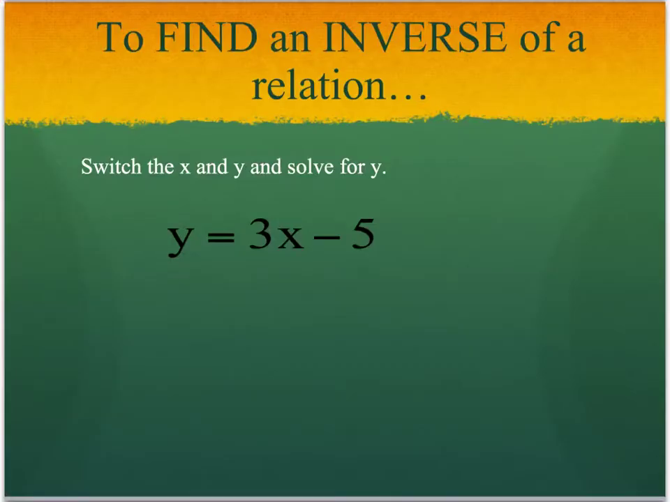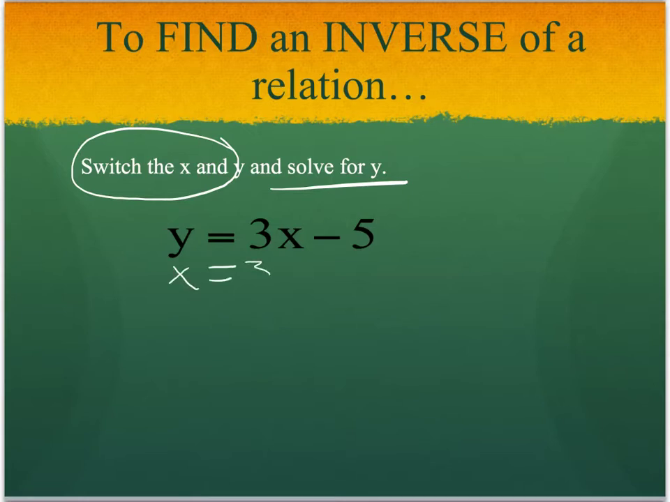So essentially, when we find an inverse of a relation, we switch the x and y, right here, switch the x and y, and then solve for y. And the y that we get, or the function that we get at the end, is our inverse. So in this case, we have y equals 3x minus 5. So we're going to switch the x and y, meaning literally take those two letters and change places. And then we have to solve for this y now.